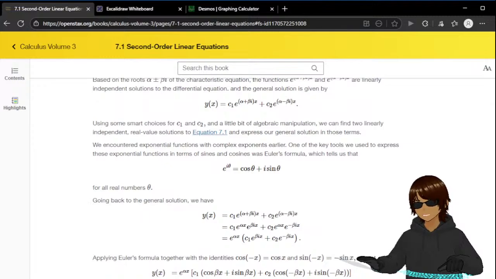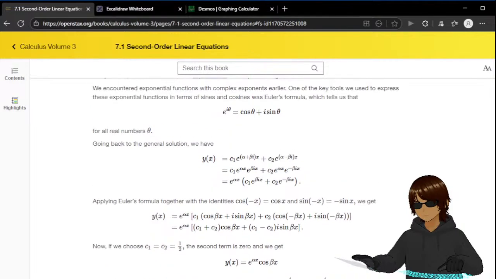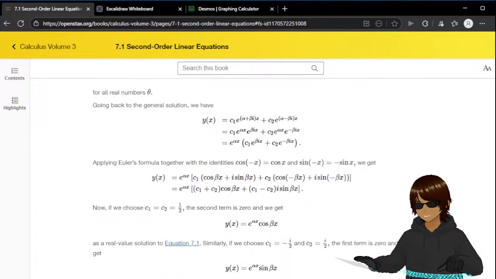We encountered exponential functions with complex exponents earlier. One of the key tools we used to express these exponential functions in terms of sines and cosines was Euler's formula, which tells us that e to the power of i theta is cos theta plus i sine theta. Going back to the general solution we have, maybe we are splitting these two up, taking e to the alpha x out, and then cosine.